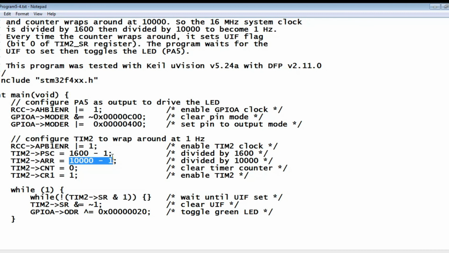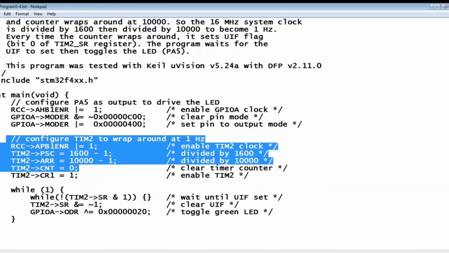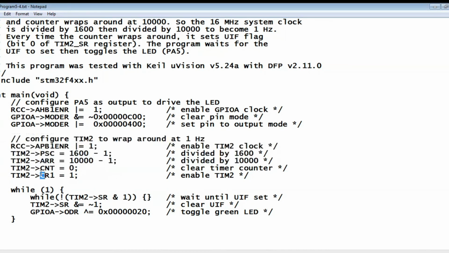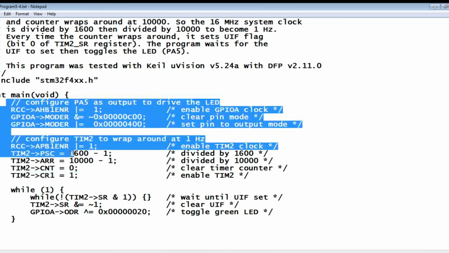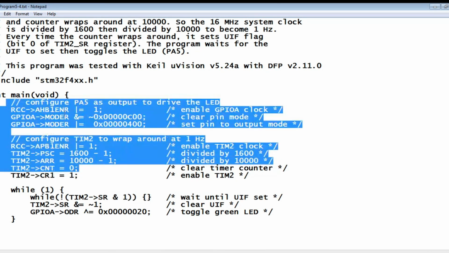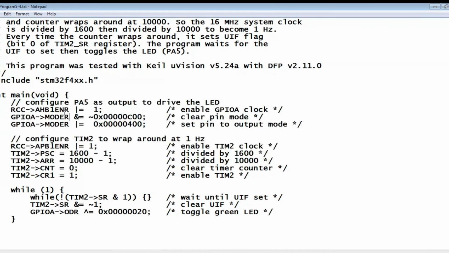Then you are initializing the timer counter value to 0. Then after performing all this configuration, you are making the control register's 0th bit as 1. What does it mean? You are enabling timer 2. This enabling of timer 2 should be done after all the previous configuration, including the configuration of GPIO and timer 2. So now when you make it 1, the timer has started counting.